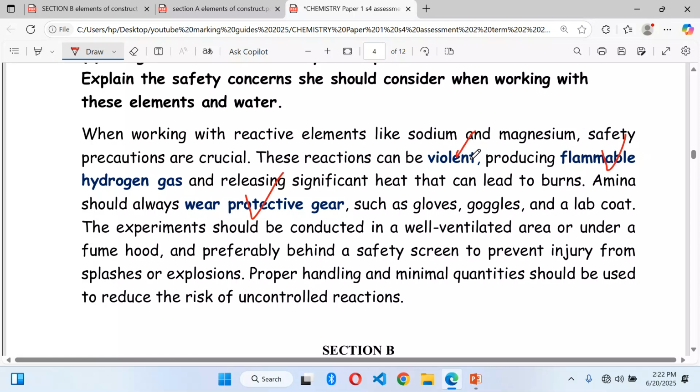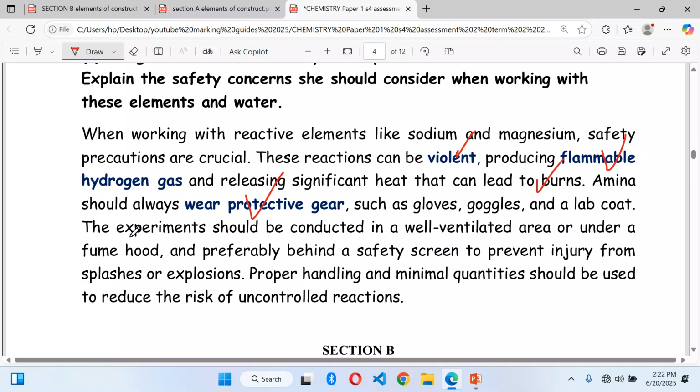It can be violent, leading to what? Leading to burns. So what should this person do? Should put on protective gears. We have given some safety precautions that she can do. Other precautions, they are here. Number one was putting on protective gears.